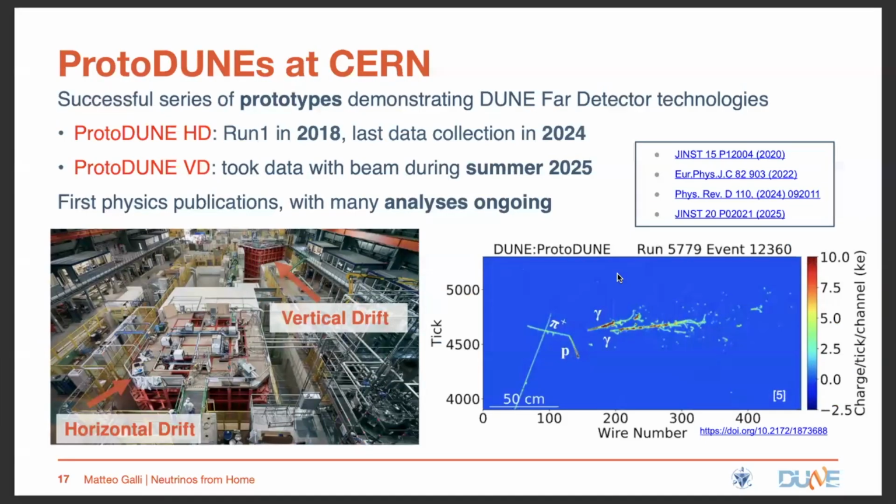These technologies have been successfully validated through the ProtoDUNE program at CERN, which demonstrated full-scale modules and achieved excellent agreement with the simulation. The HD technology was tested for the first time in 2018 and again during 2024 with beam and in calibration mode. Vertical drift was tested most recently last summer and is currently collecting data without a beam.